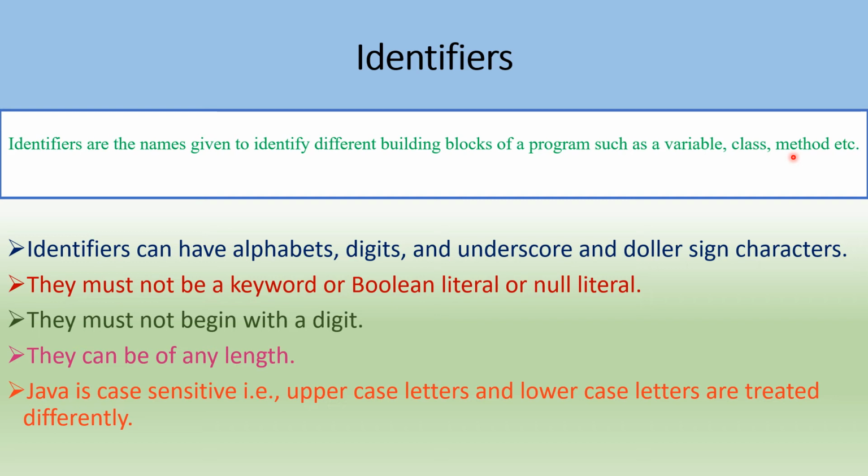Go through these rules twice or thrice so that whenever you start writing your programs, you don't skip any of the rules while selecting the word for the identifier.